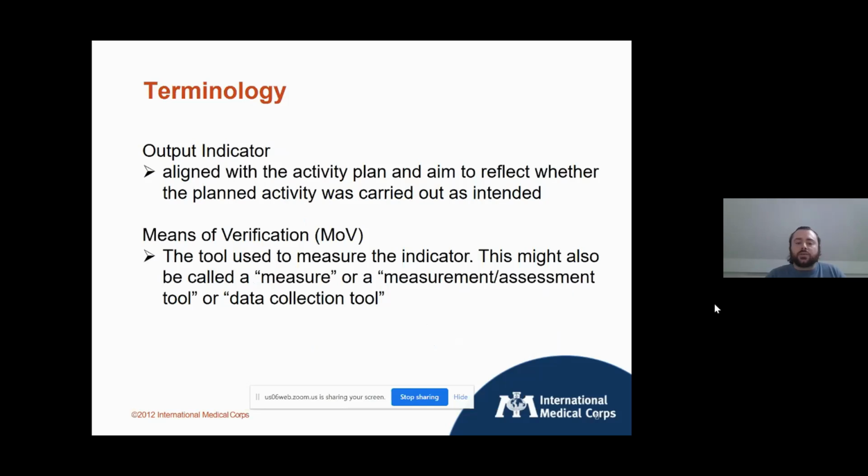Output indicators are aligned with the activity and aim to reflect whether the planned activity was carried out as intended. And means of verification are the tools we use to measure indicators. They may also be called measurements, assessments, or data collection tools.